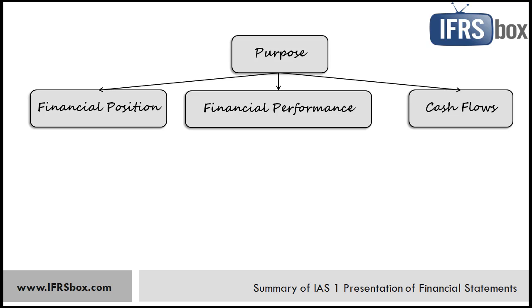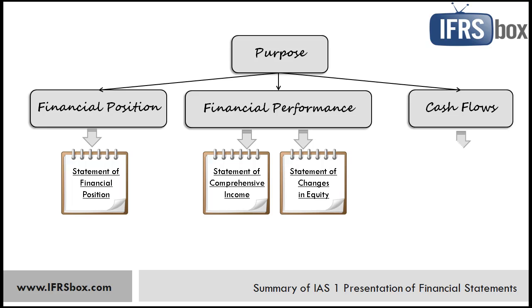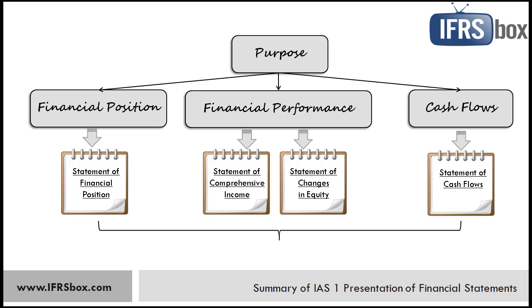In order to follow this purpose, IAS 1 lists what should be included in the complete set of financial statements: statement of financial position or balance sheet before, statement of comprehensive income, statement of changes in equity, statement of cash flows, and notes to the financial statements that reveal some information in addition to numerical statements. Statement of cash flows is covered separately by the standard IAS 7, so I will not talk about it in this video.